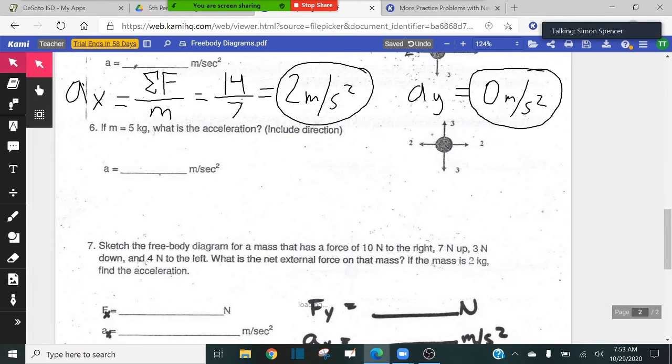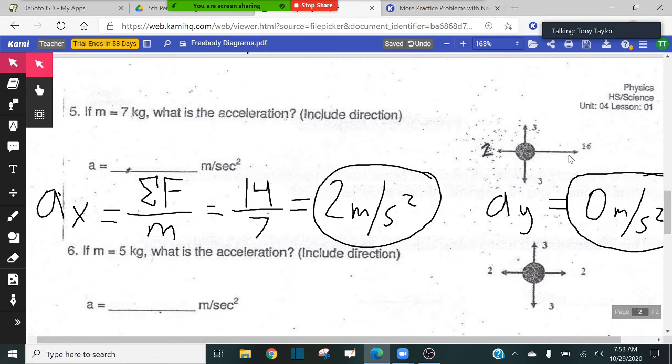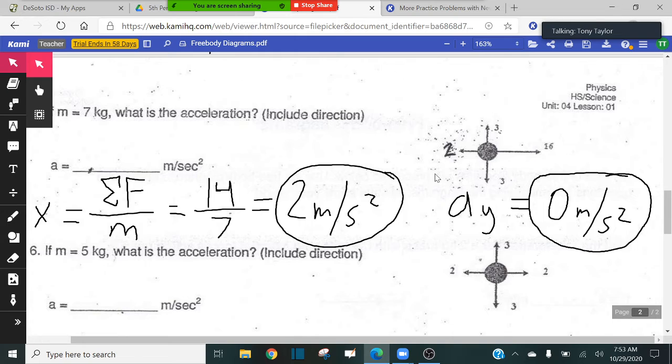Where did you get 14 from? Where did I get 14 from? So do you see the horizontal forces? This is 16 and this is 2, right? So when you add up your forces, right? Because this is what this symbol means, add up your forces in the x direction. When you combine 16 plus negative 2, what is it? That's just 14. Yeah, that's where that came from. I just add up my forces in the horizontal direction.